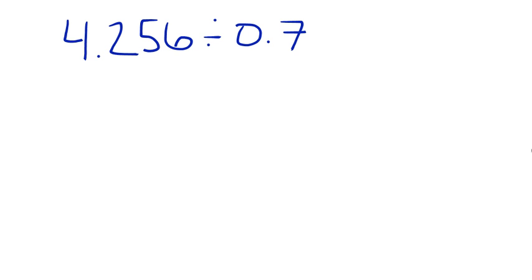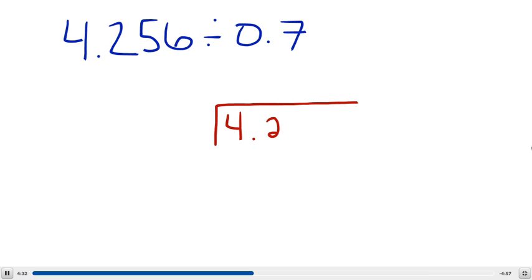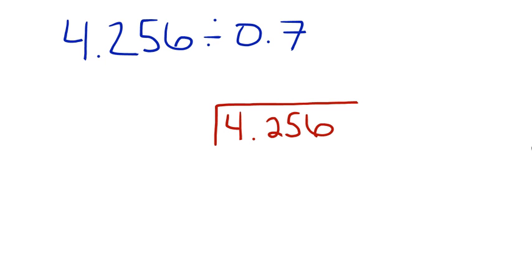So remember, this says 4 and 256 10,000ths divided by 7/10. Okay, so you're going to write this as long division. You're dividing 4 and 256 10,000ths by 0.7, 7/10.